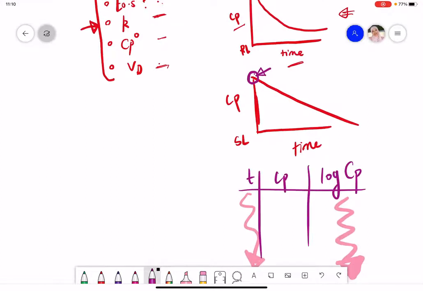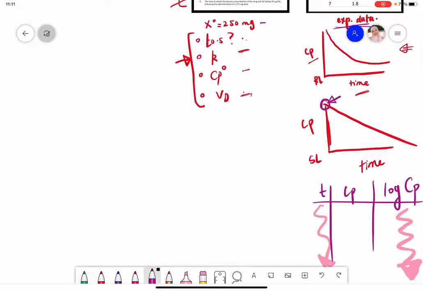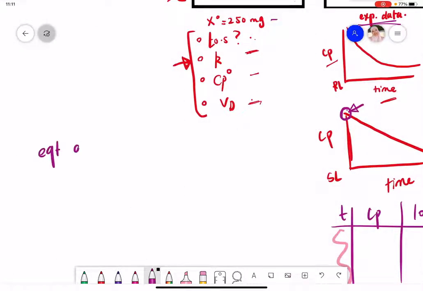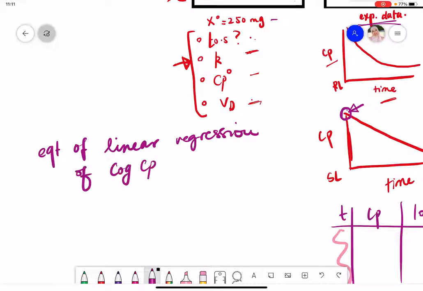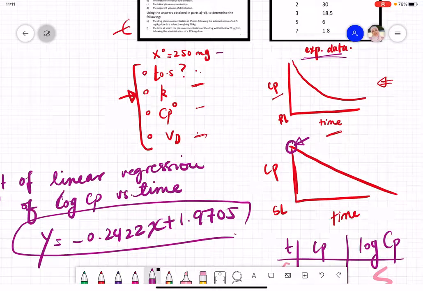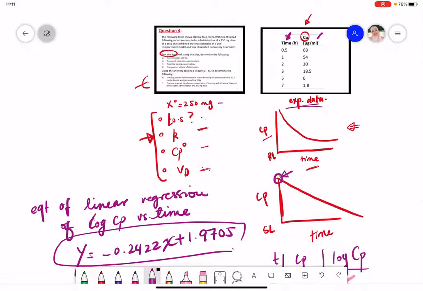And let me just write the equation that we have of linear regression, log CB versus time: y equals minus 0.2422x plus 1.9705. Okay, so the first thing that you need to do is this, okay?